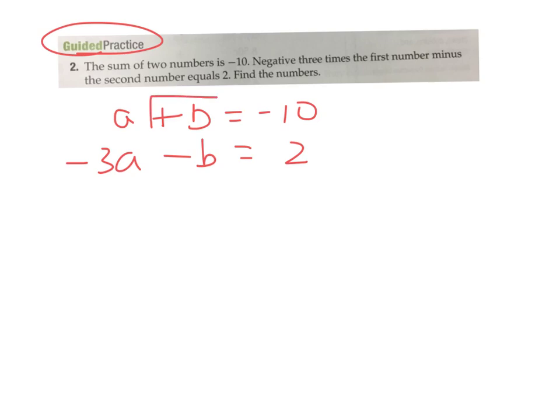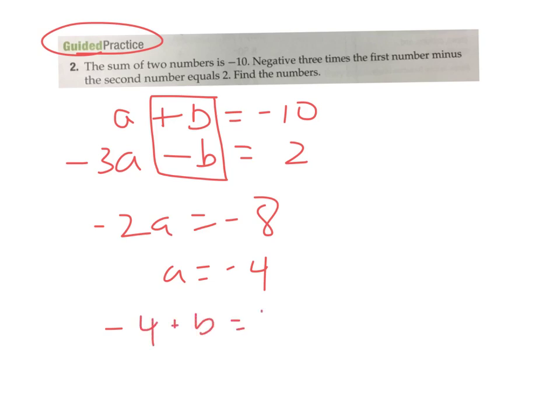Once again, our two opposite numbers are inside, so they'll go to 0. So if I add, I would get a negative 2a equals negative 8, and a equals negative 4. If I plug back into the first equation, negative 4 plus b equals negative 10. I add 4 to both sides, I would get negative 6. So my two answers are b equals negative 6 and a equals negative 4.